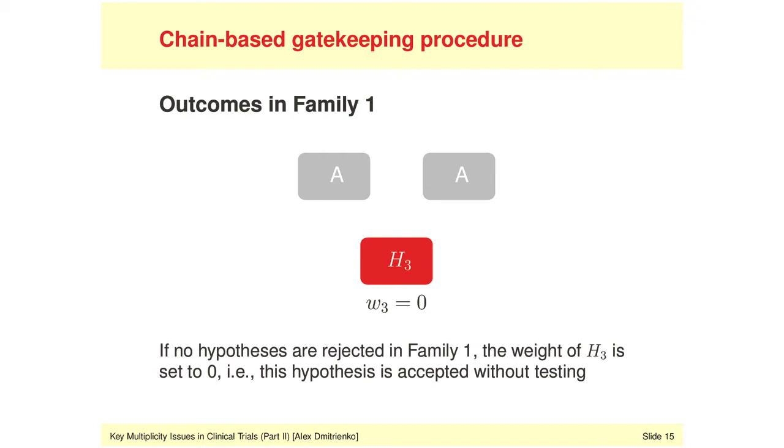In this case, we're dealing with a situation when no hypotheses are rejected in family 1. As a result, no alpha propagation is going to occur, and the weight of H3 will be set to 1, which means that this hypothesis is accepted without testing. This approach is fully aligned with the predefined parallel gatekeeping restrictions that state that the primary family can be passed and the secondary tests will be carried out only if there is at least one rejection in the primary family, which is obviously not the case.